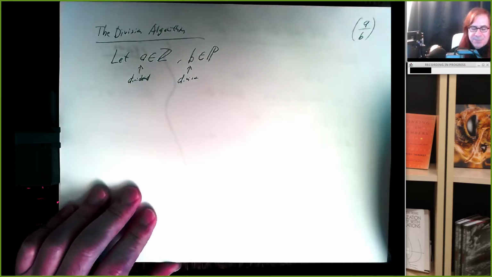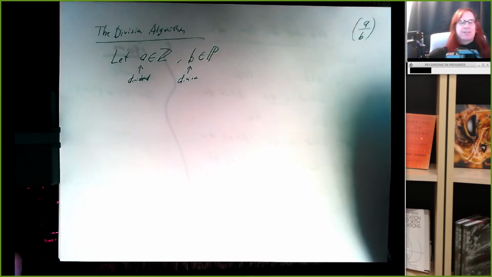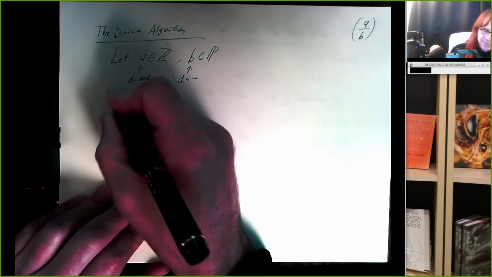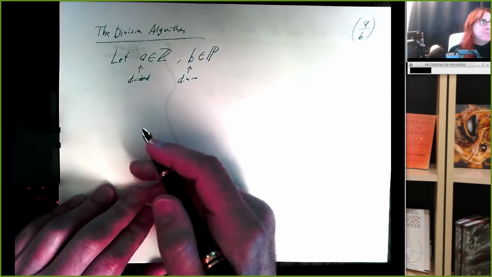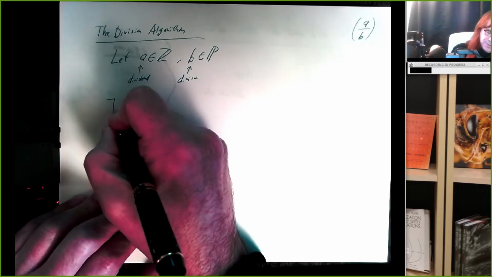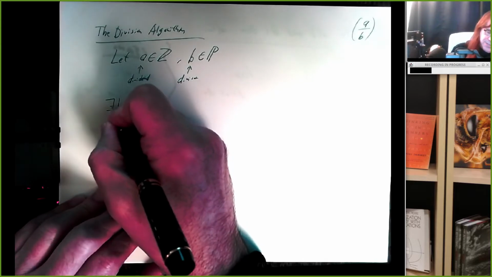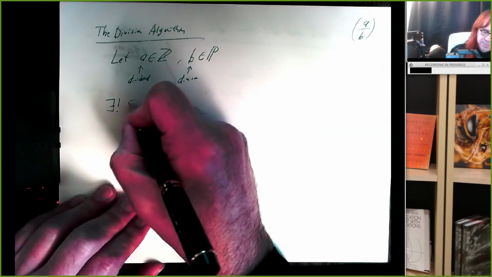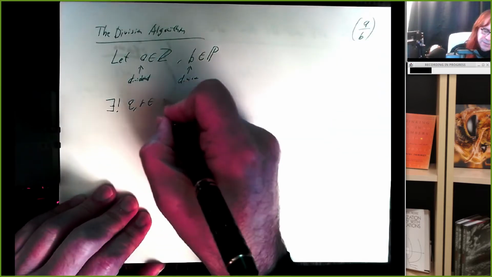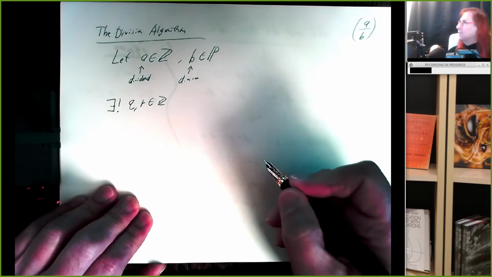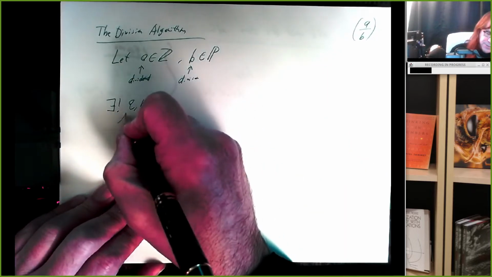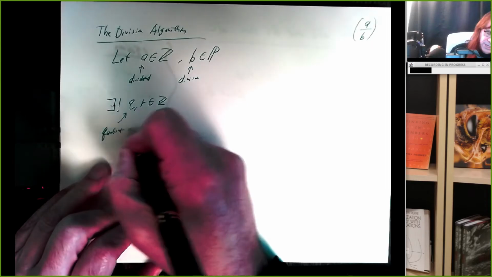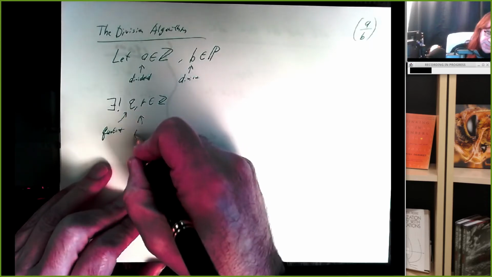All right, so I'm going to put down the formal definition of this first, and then we'll talk about what it actually means in plain English. So let A be any integer, let B be a positive integer. There exists a unique integer Q and an integer R, and I'm going to call Q the quotient, and I'm going to call R the remainder.